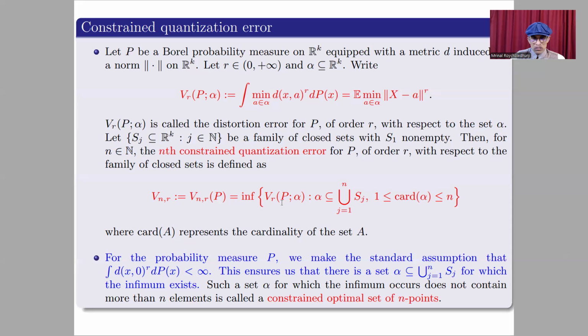Now, does the infimum exist all the time, or is there any such alpha for which the infimum exists? For that, we always make the standard assumption for the probability measure P that the rth moment is finite. This ensures that there is a set alpha in the constraint for which the infimum exists. Such a set alpha for which the infimum occurs and which does not contain more than n elements is called a constrained optimal set of n points. So from this definition, we understood what the nth constrained quantization error is and what constrained optimal sets of n points are.